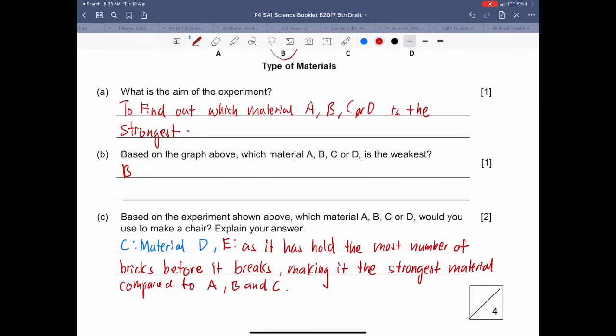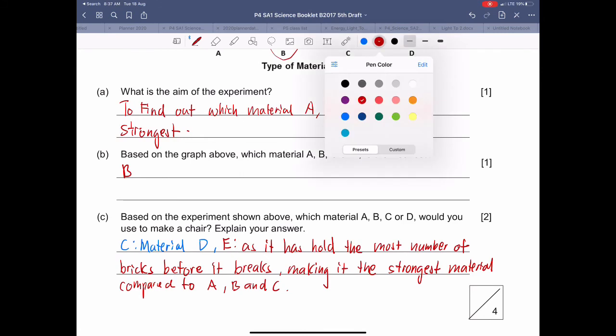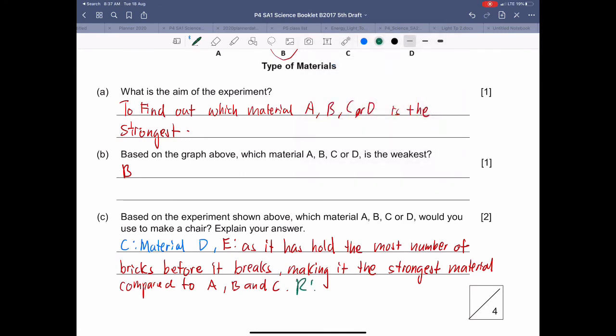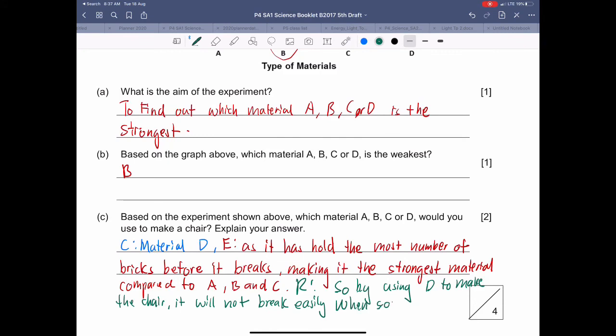Then after that, the last part, your reasoning. Why do you want to use this material? How does it benefit the user? So, by using D to make the chair, it will not break easily when someone sits on it.